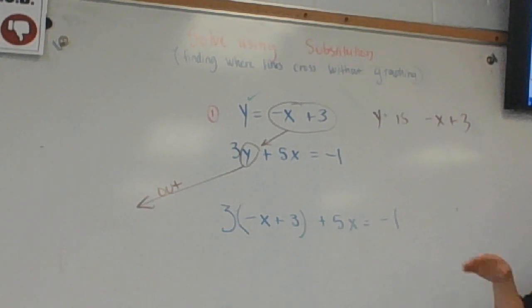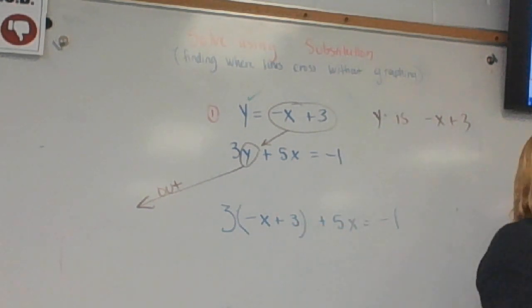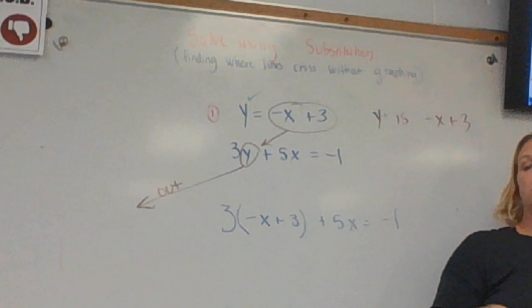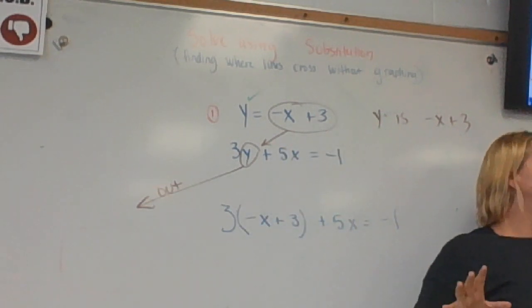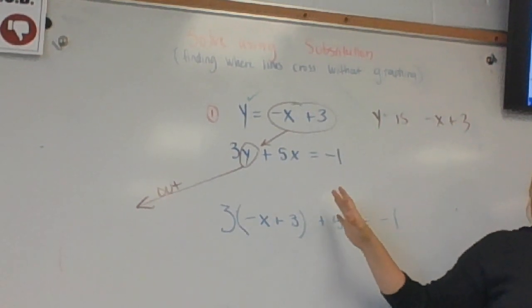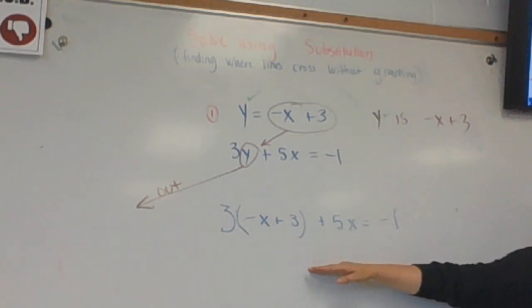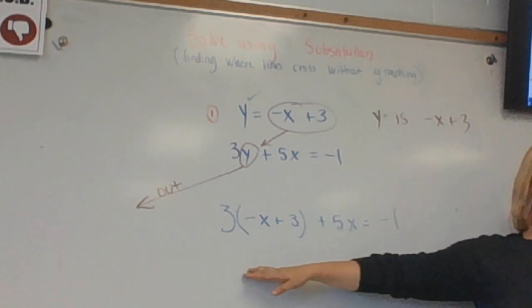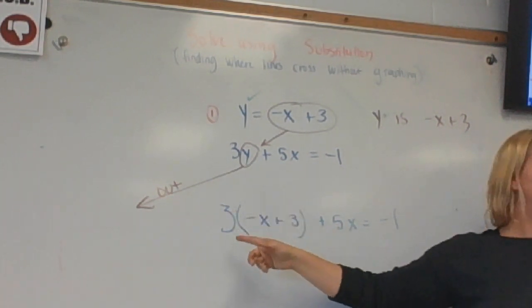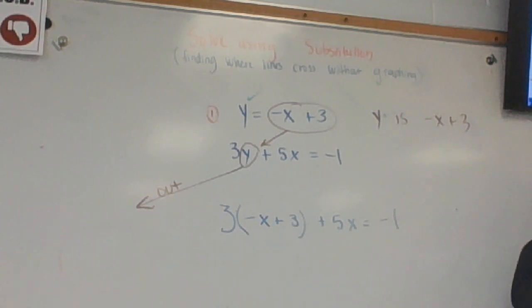All right. So I have substituted in. Now we have to actually solve this. So write this down. If you haven't yet, go ahead, write down number 1. Get here and try to solve for x. Use distributive property, combine like terms, and we're going to be able to figure out what the x coordinate is of the point where these lines cross.